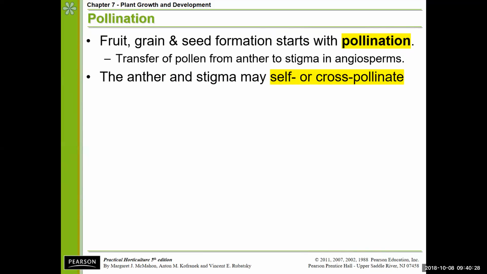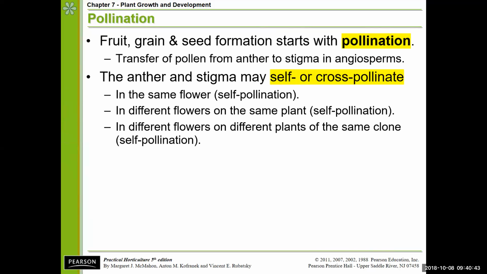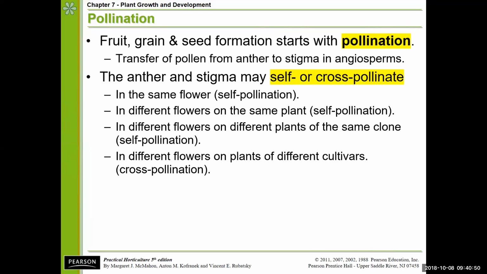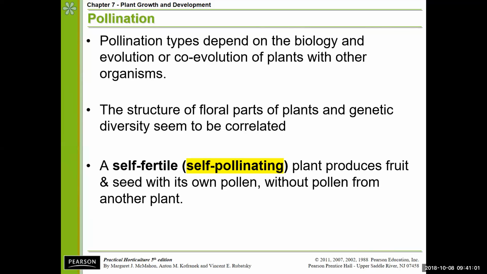So basically, we have two types of pollination. We've either got self-pollination or cross-pollination. And that can occur in the same flower, which is self-pollination, or different flowers on the same plant, still self-pollination. Different flowers on different plants, but still the same genetics, that's also self-pollination. And then we have different plants with different flowers, that's cross-pollination. And of course, that pollination depends on the biology and the evolution or co-evolution of plants with other organisms.